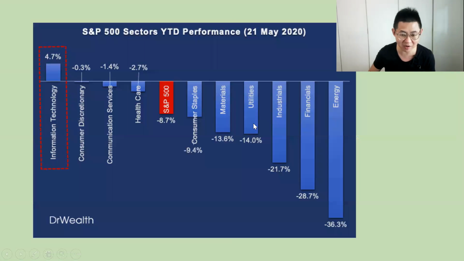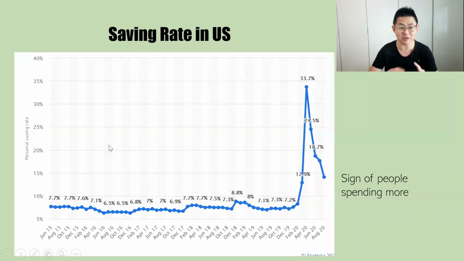So Nasdaq right now is leading the pack, and based on the year-to-date performance as of 21st May, IT has been leading the pack. Every one of the other industries has been negative. IT is the only one that is positive. So based on IT leading the pack, let's take a look at more data to understand the macro view.